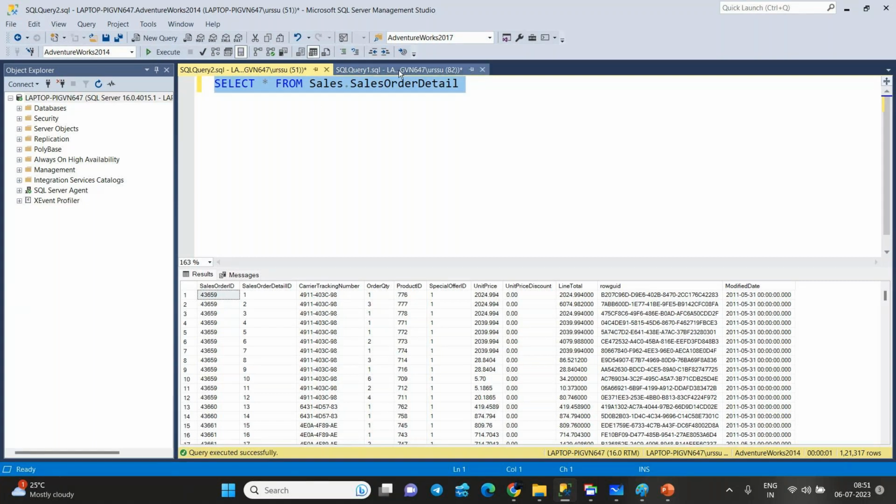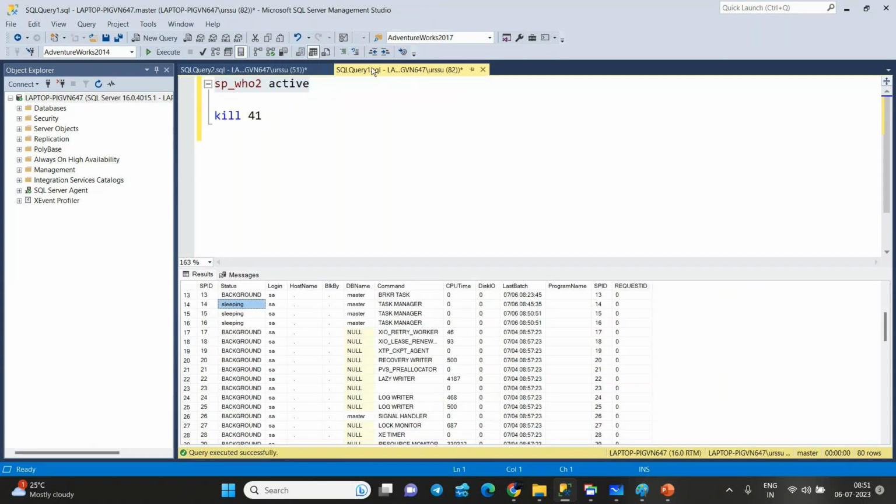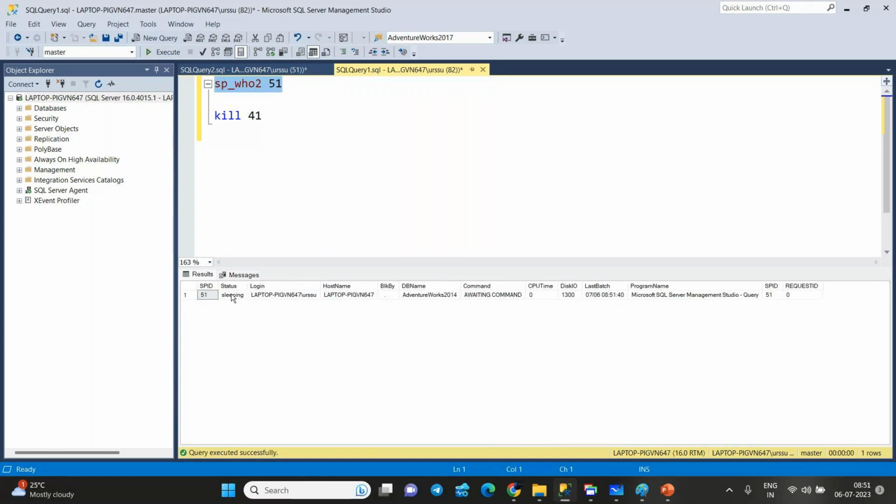So what is this session ID? 51. You can go and see the 51 session ID. Currently it is in sleeping. You already executed, you got the output, everything is fine, but you forgot to close the session. Nothing is being done, sir, so we call it a sleeping session. The session is already open in the backend, but it's not doing anything, and that is not a best practice.